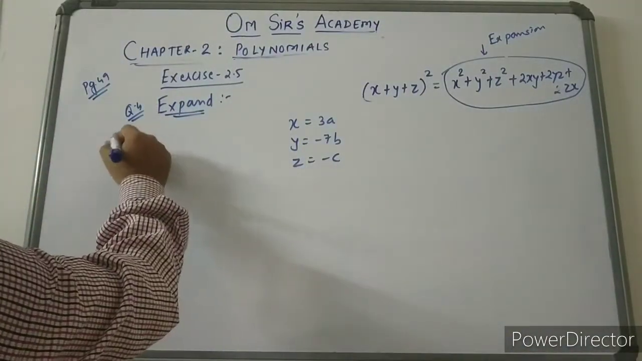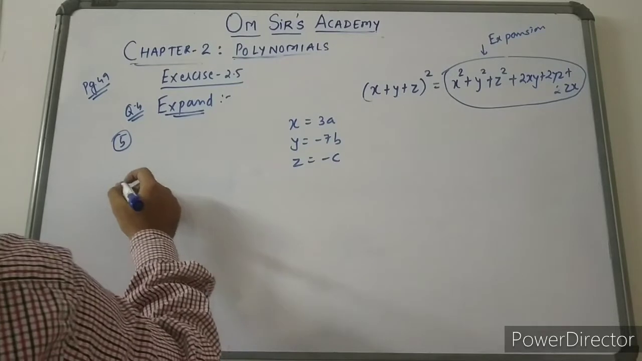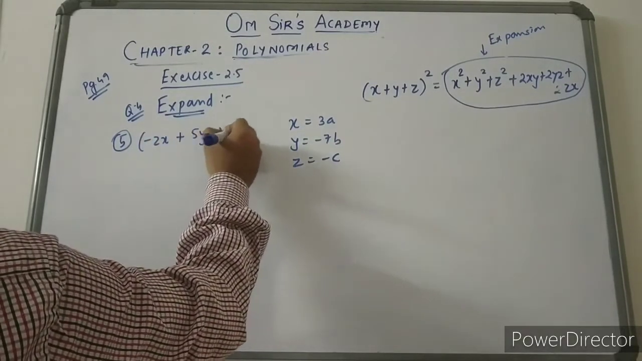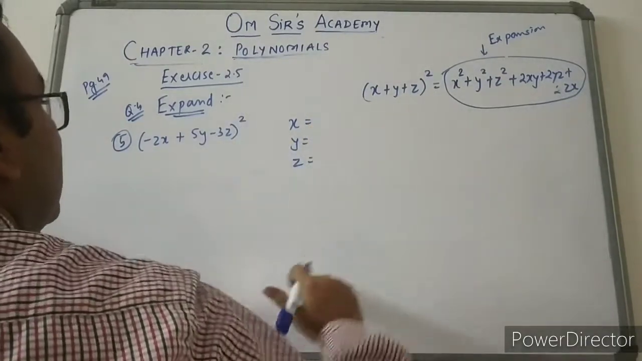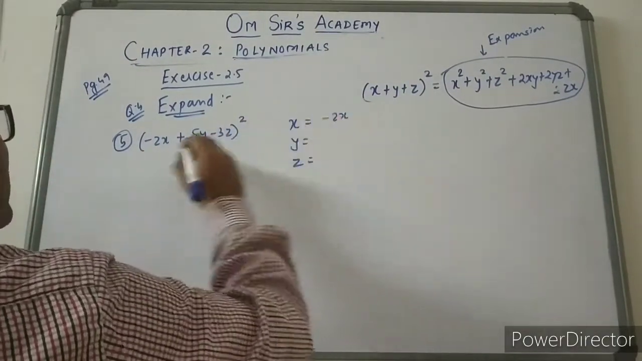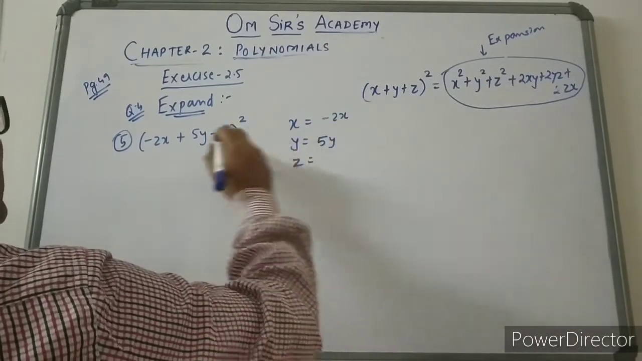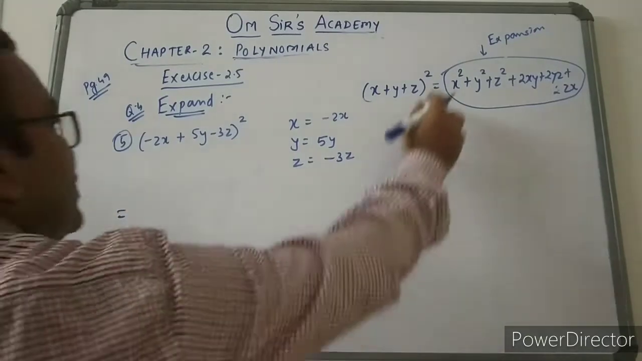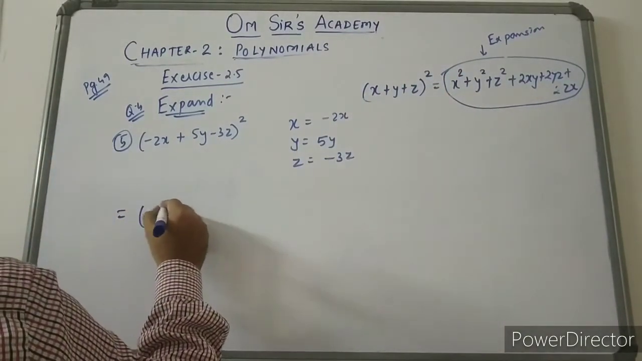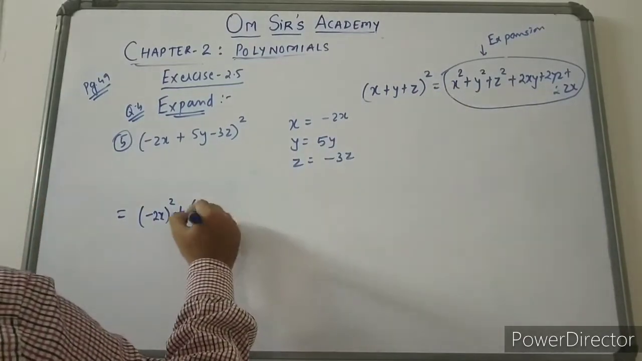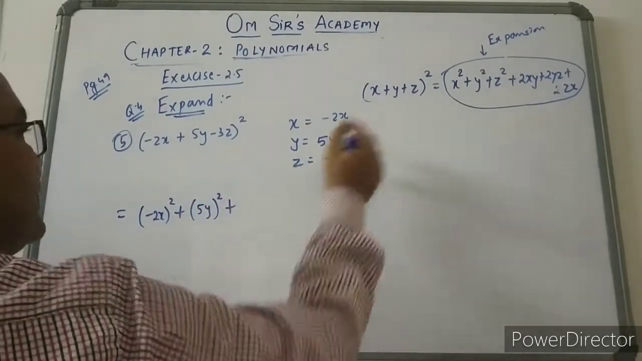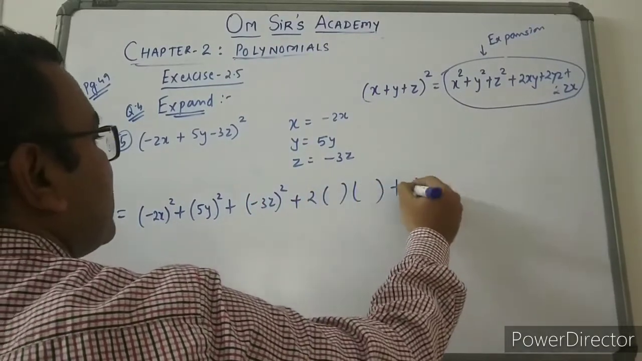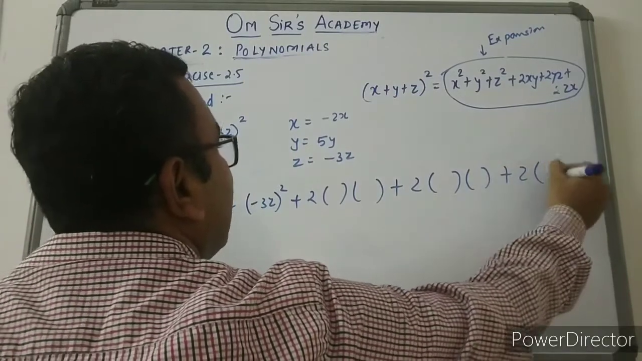The fifth sum says: minus 2x plus 5y minus 3z the whole square. Now friends, here instead of x I have to take minus 2x, instead of y I have to take 5y, and instead of z I have to take minus 3z. So what will be the expansion of this? x square, that is minus 2x the whole square, plus y square, that is 5y the whole square, plus z square, that is minus 3z the whole square, plus 2xy plus 2yz plus 2zx.